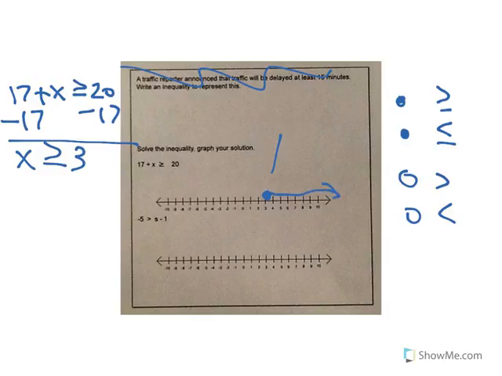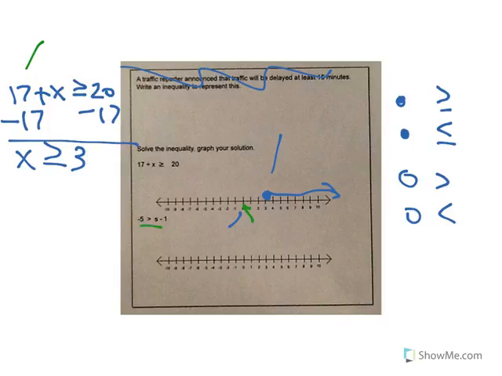It's important to check your answers. So what I like to do is I normally choose 0, and then I plug it into the original inequality. So I'm going to plug that in up here. 17 plus 0 is 17. Is 17 greater than or equal to 20? No, it's not. But that's fine, because 0 is not a solution. If 0 was a solution, then the arrow would be pointing in the other direction. It's pointing in this direction because it indicates everything like 10 is a solution, because 17 plus 10 is 27, and that's greater than 20. So that's a key thing to understand about this.